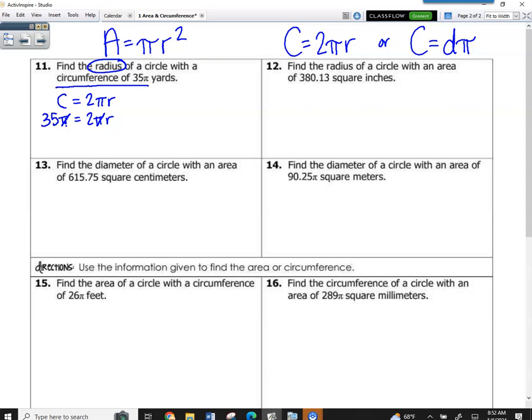So I need r by itself. What's in the way? 2. It's attached by multiplication, so I'd move it by division. 35 divided by 2, 17.5. And it did say find the radius, which means we're done.